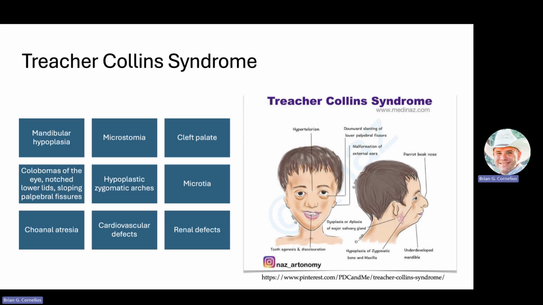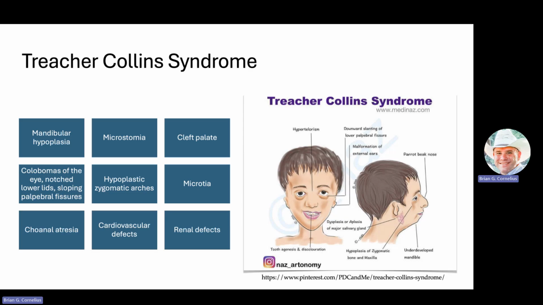So again, mandibular hypoplasia, they may have microstomia. There's an increased incidence of cleft palate in these patients. They may have colobomas of the eyes. So you'll see notched lower eyelids, sloping palpebral fissures, hypoplastic zygomatic arches, microtia, choanal atresia, CV defects, and renal defects. The picture on the right gives you a little bit of an idea for those patients as well.